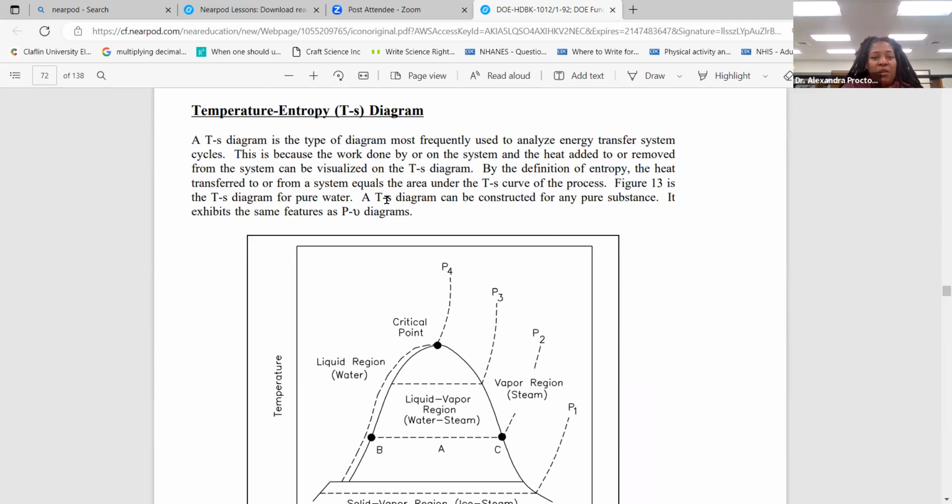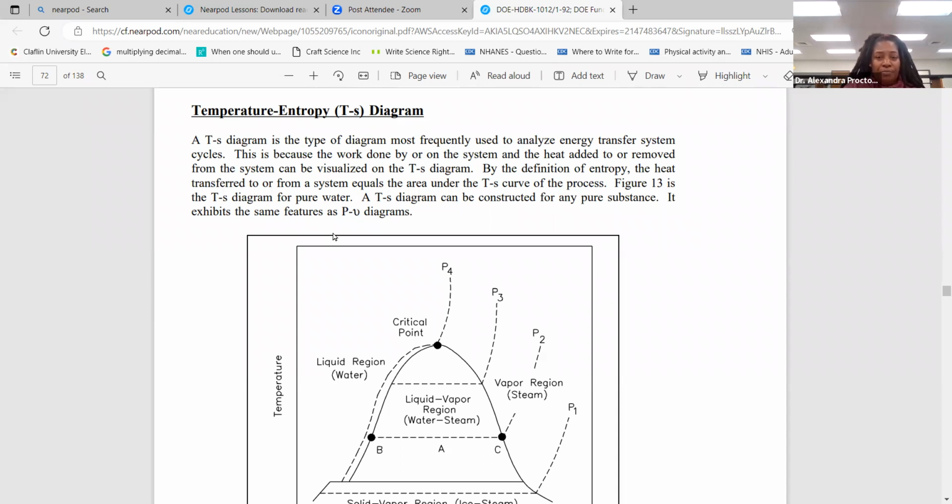And this is because work done by or on a system and the heat added to or removed from a system is visualized by this particular diagram. So by definition of entropy, the heat transferred to or from a system equals the area under the TS curve of a process. Okay.